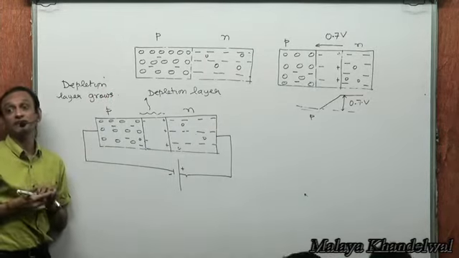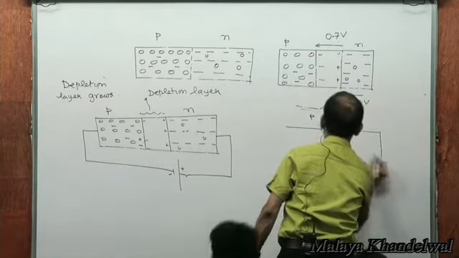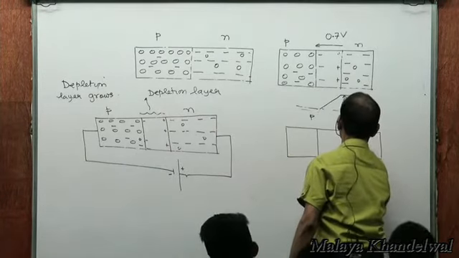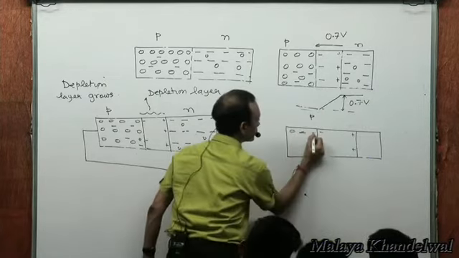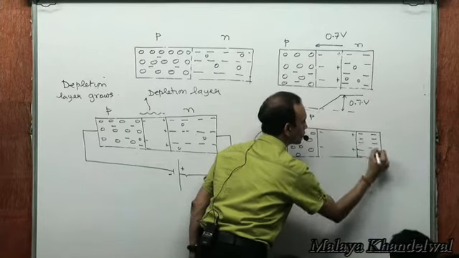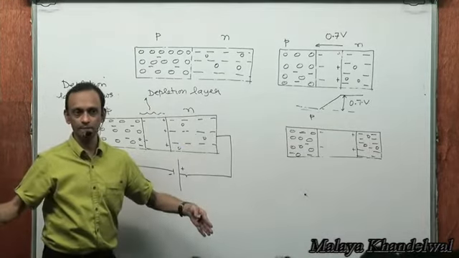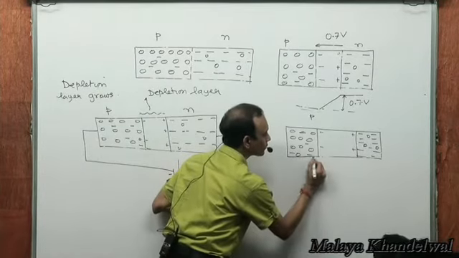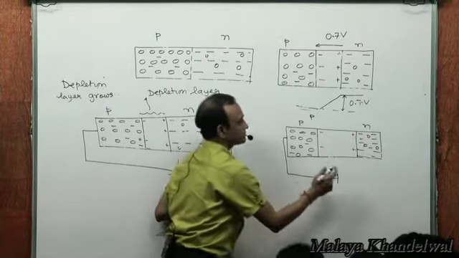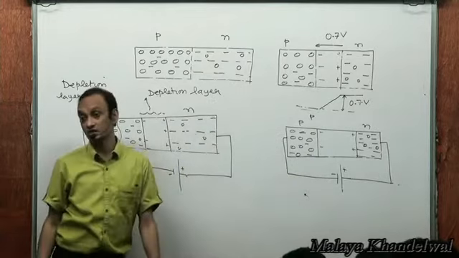When the N type is connected to the positive terminal and the P type is connected to the negative terminal. Now, eventually you will find that this becomes my depletion layer. The depletion layer will grow. This is growth of depletion layer, right? And this was my P type, this was my N type. N type this time connected to the positive terminal, P type connected to the negative terminal.